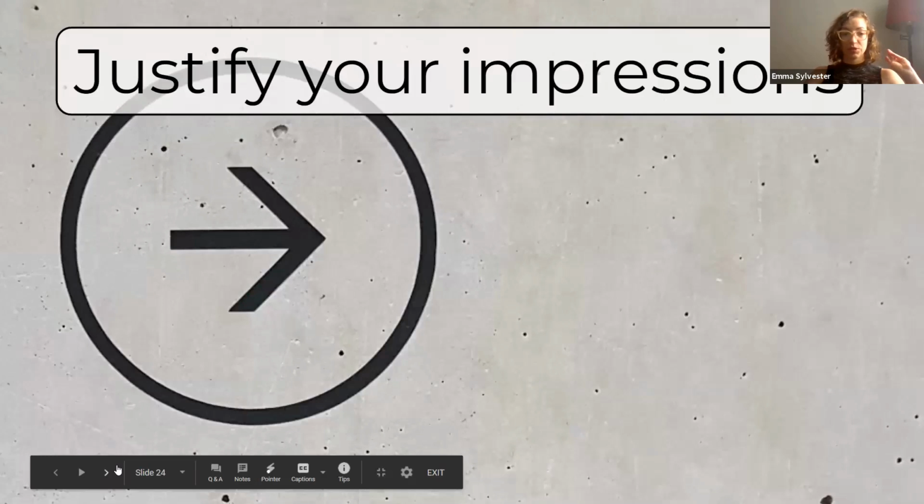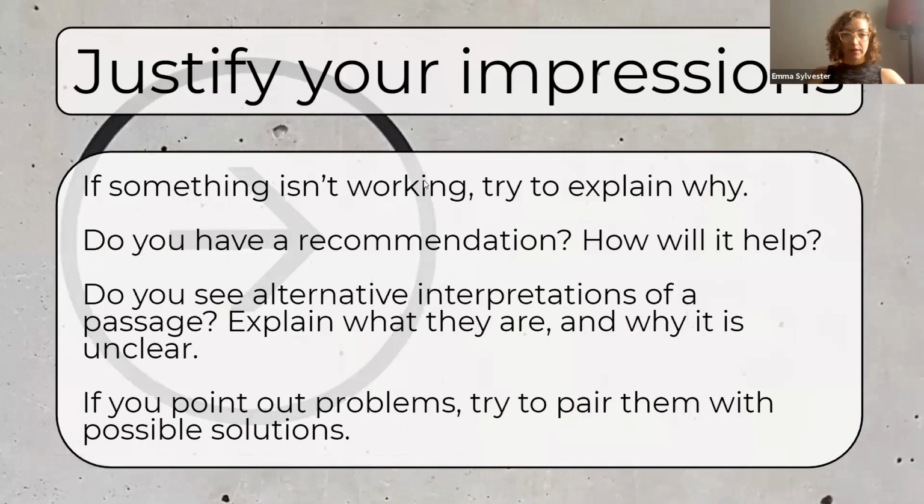Justify your impressions. So whatever that first reaction is, provide some insight into why. If something isn't working, explain why. Do you have a recommendation, and how will it help? So always, rather than just correcting, because that's editing, we want to provide an idea of why you're providing the recommendation in the first place. Do you see alternative interpretations of a passage? Is it possible that the meaning that the writer is conveying might not be the only way that it could be understood? If so, explain why you feel that way, and maybe offer a way that it could be improved.